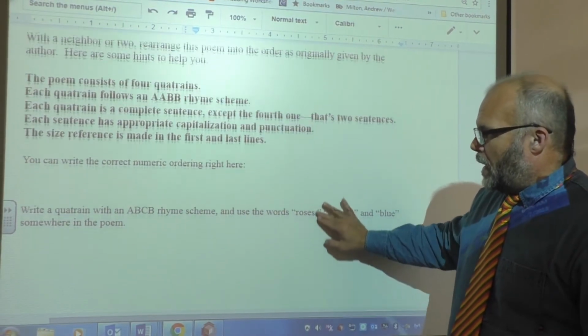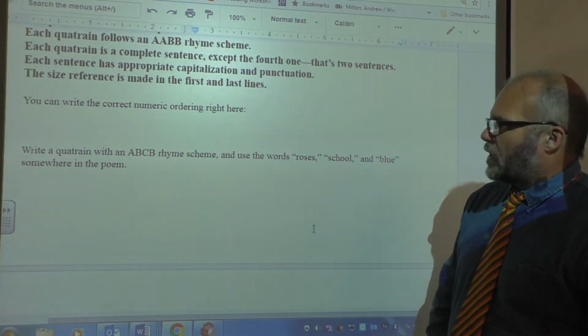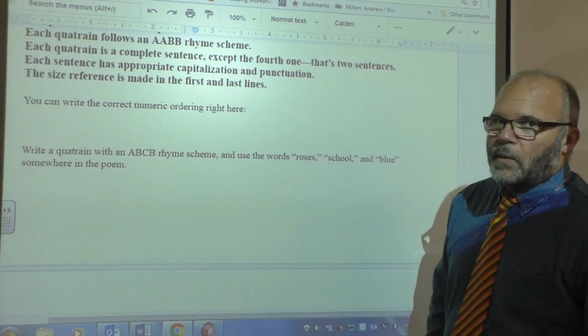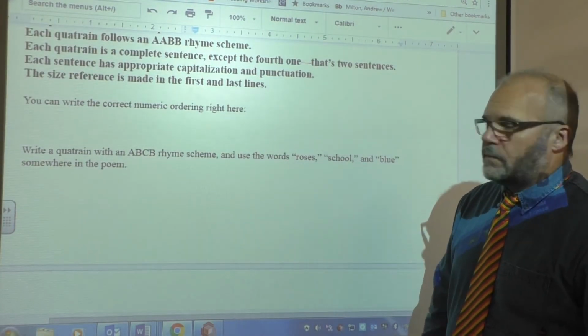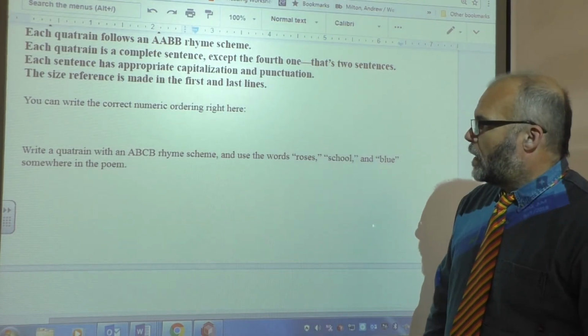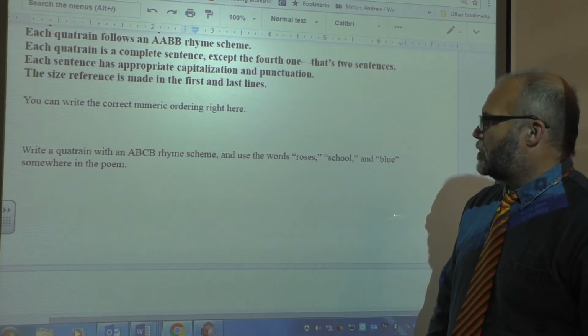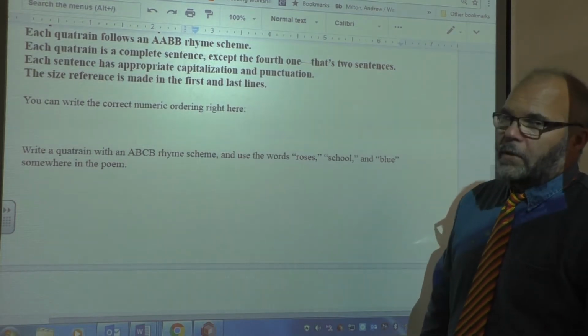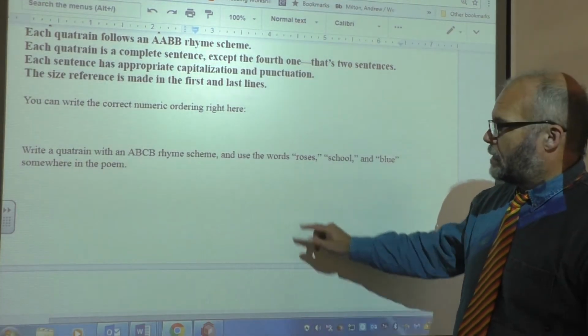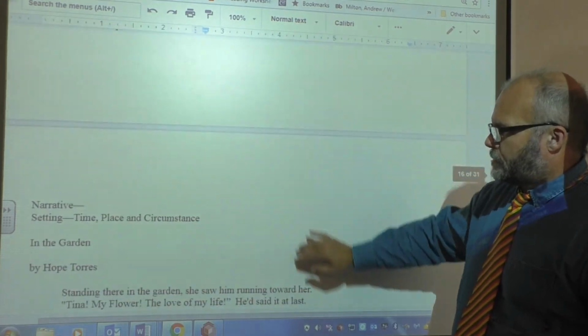Rewrite them. And then I want you to write a quatrain, and you should know by now what that is. If you don't, figure it out. Write a quatrain with an ABCB rhyme scheme using the words roses, school, and blue somewhere. Okay, just write that right there.